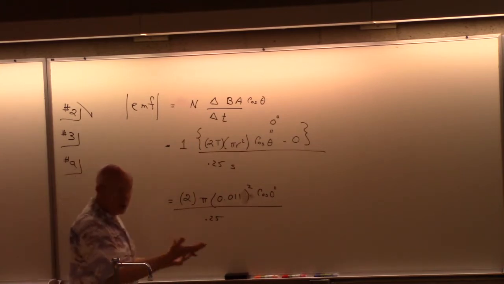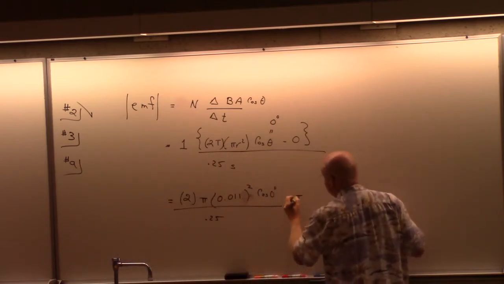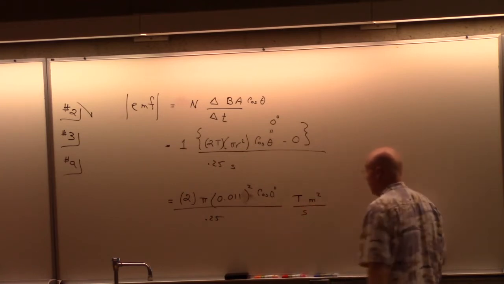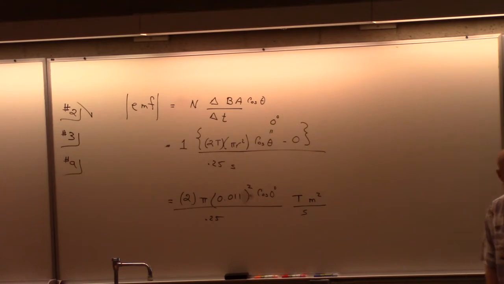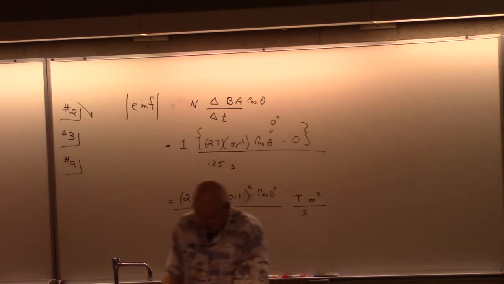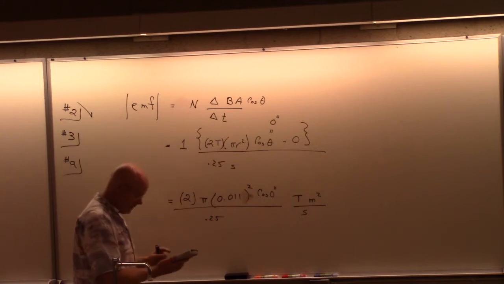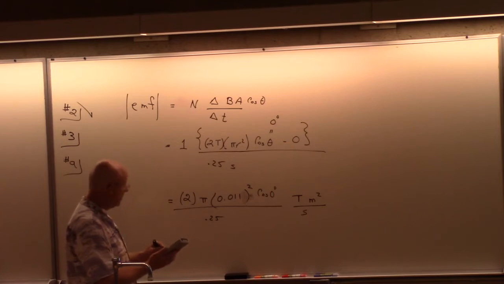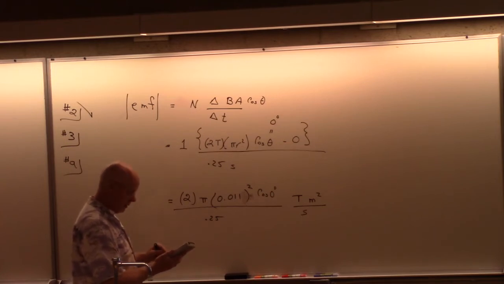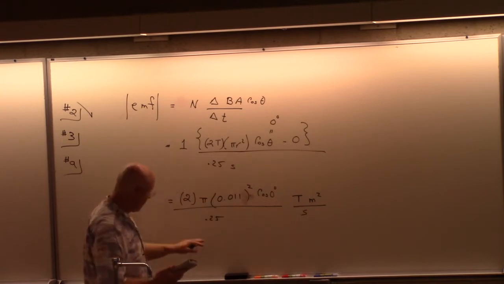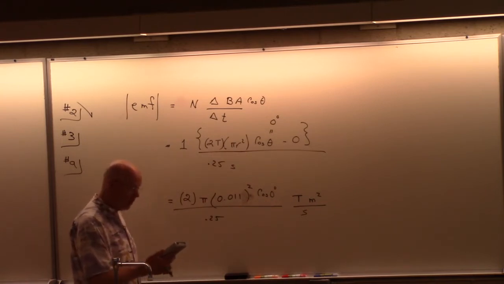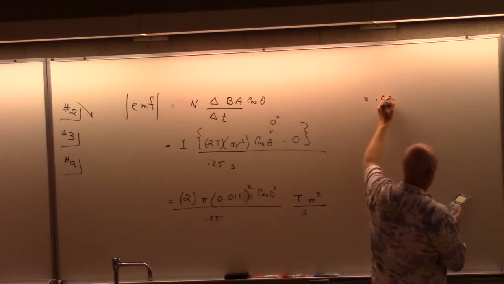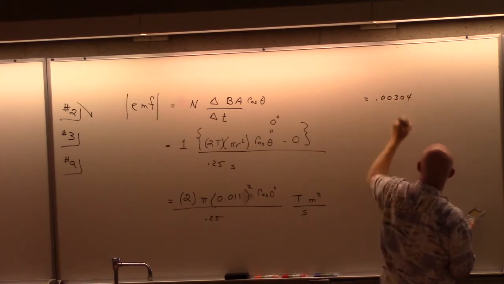So there's the numbers. Now the units would look something like this. The field would be a Tesla. The area would be meters squared. And the time would be in seconds. So I'll start with my numbers. But this is a 2 times a pi times a 0.011 squared. Cosine of 0 is 1, I won't put that in my calculator. Then divided by a quarter. And my number here is 0.00304.